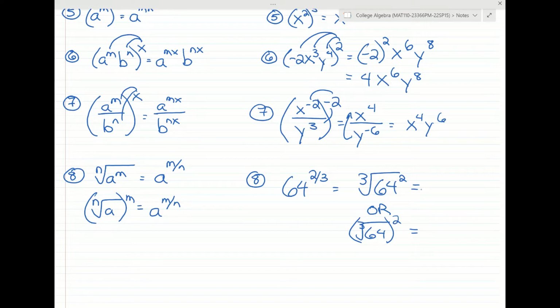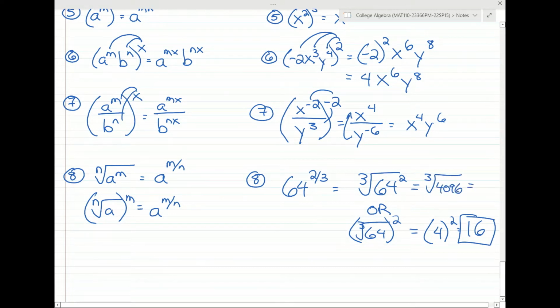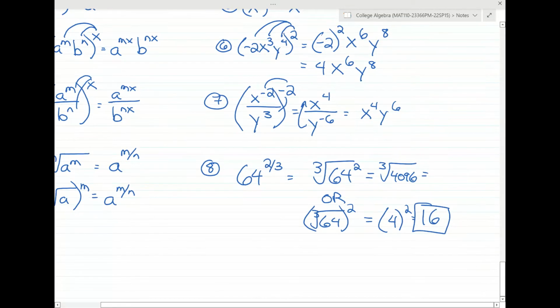You could always just use your calculator too. So that would just be 4, and then 4 squared is 16. We're going to do it the other way. There's nothing wrong with that. 64 squared is 4,096. I wouldn't know that. I'd have to use my calculator. If you take the cubed root of that, that would be 16. So you wind up with the same answer no matter which technique you use.